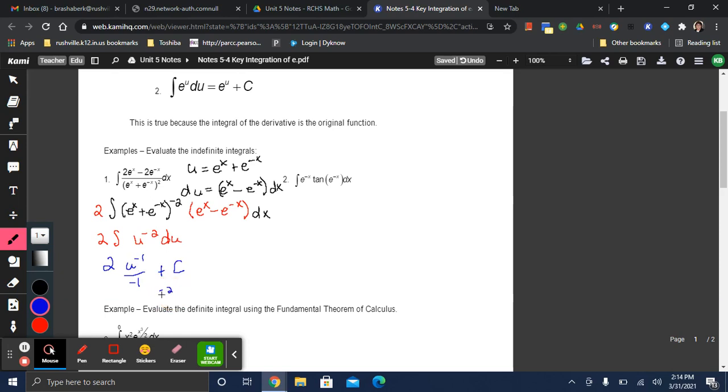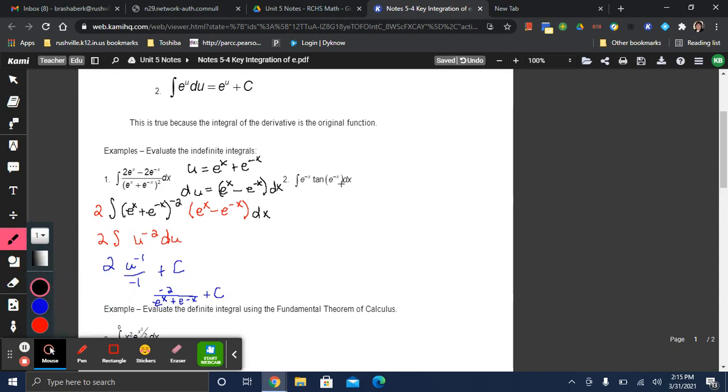And then since this is u to the -1, when I resubstitute, I'm going to put this in the denominator, going back to what my definition for u was, which is e to the x plus e to the negative x, and then plus c. So there's an example of integration when the e to the x function is involved. You'll see it again here with the trig function. So let's go ahead and take a look at problem 2.